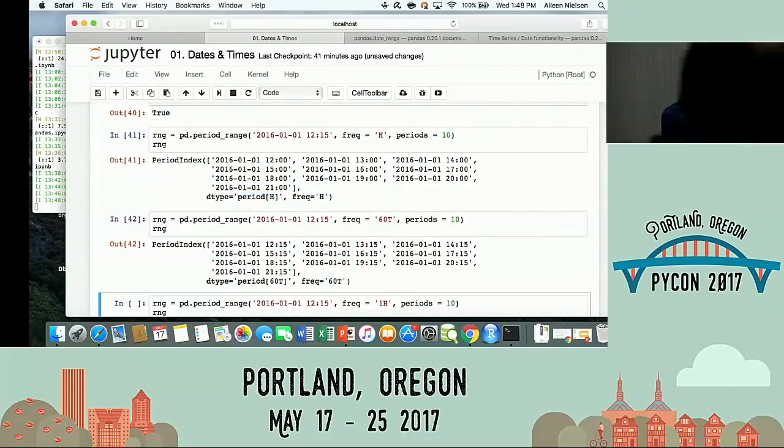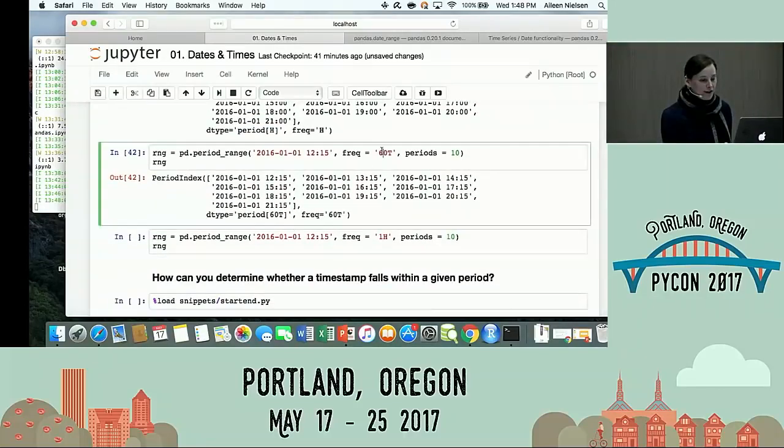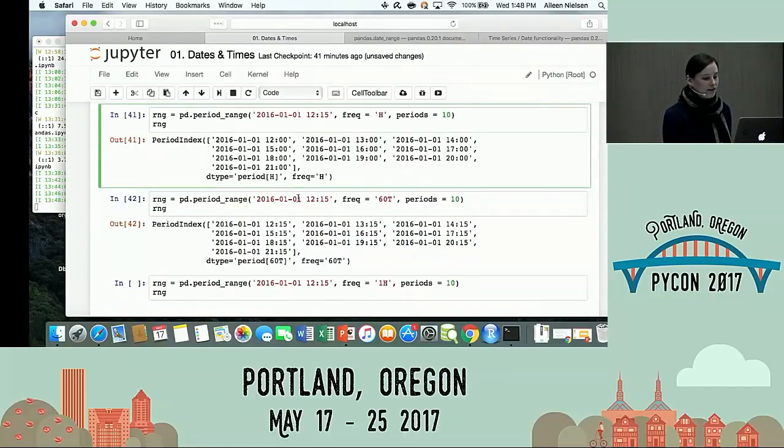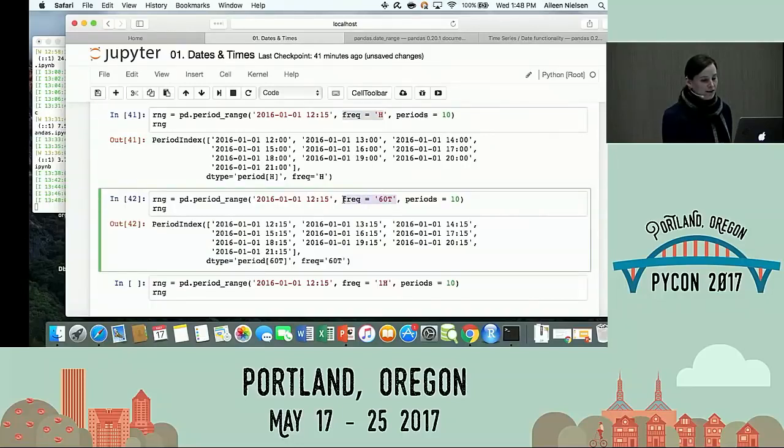I can also do 60T, right? That's just 60 minutes. And what do you notice is different here? So I did a period range. I have the same starting time. I did a frequency of hourly versus a frequency of 60 minutes.